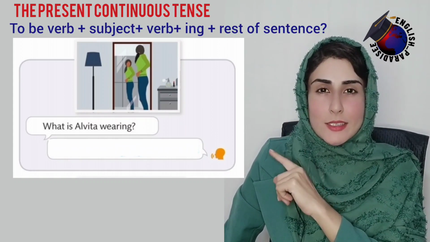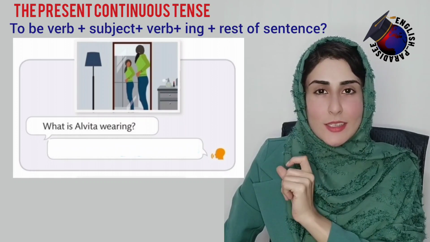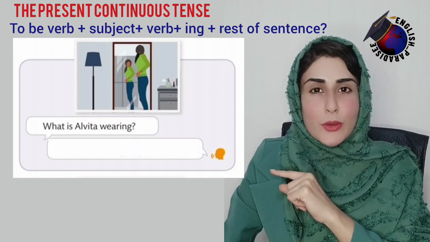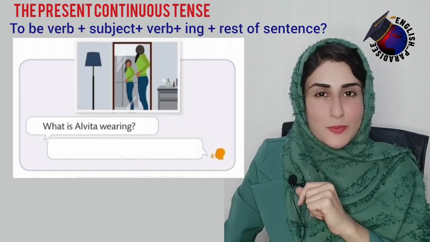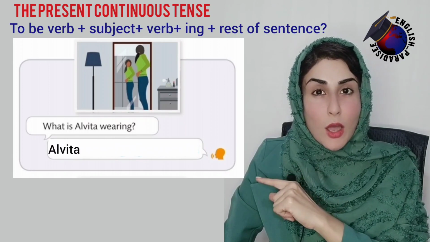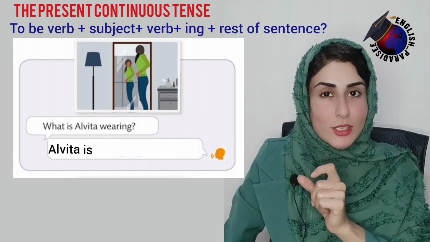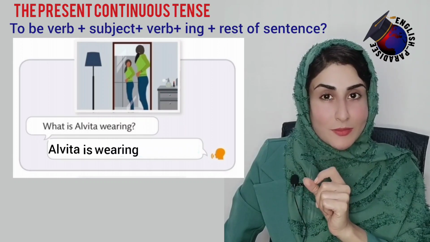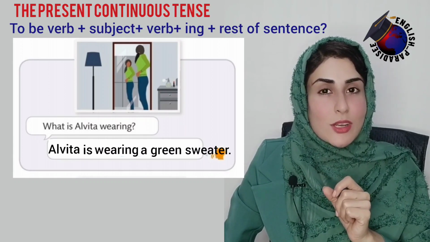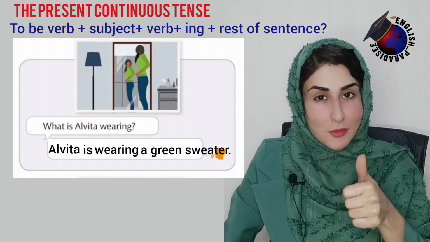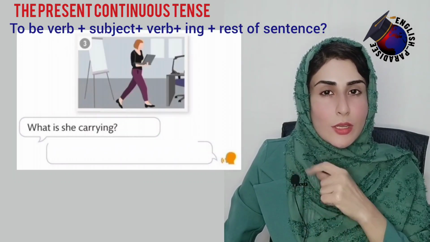Let's answer together. Look at the picture and answer the question. What is Alwita wearing? Alwita, a subject, then a to be verb, is, then verb plus ing. Alwita is wearing a green sweater. Alwita is wearing a green sweater. Okay? That's simple, right?